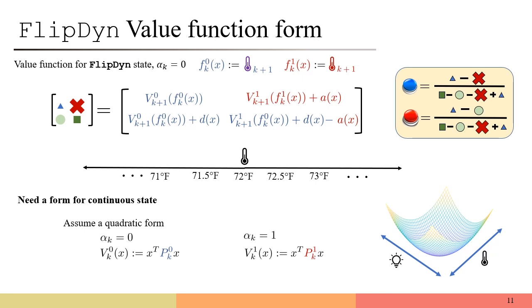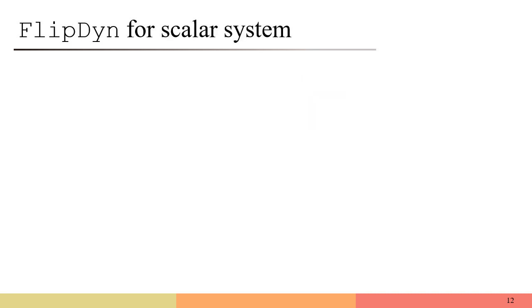which creates a need to look for a form for the value function. We assume a quadratic form for the FlipDyn state of 0 and 1. Why? Because we started with the assumption of quadratic state and takeover costs. We analyzed the FlipDyn game for a scalar system. The cost for the FlipDyn game for the state, defender and adversary for the scalar system is shown here.